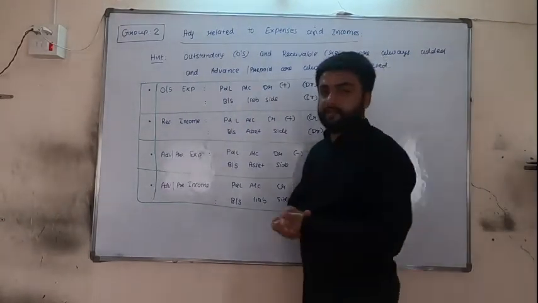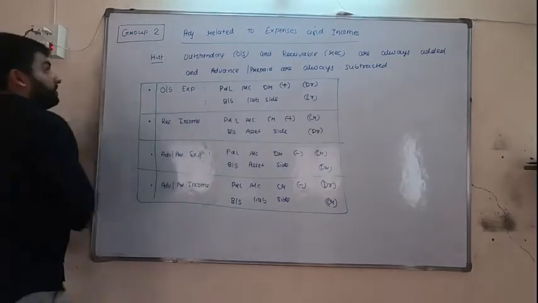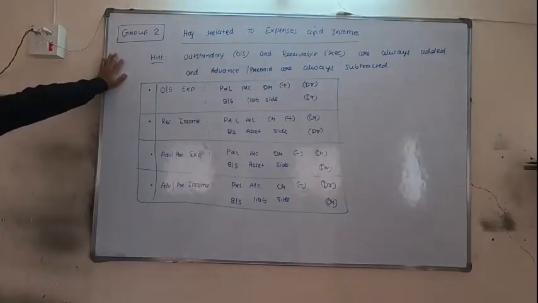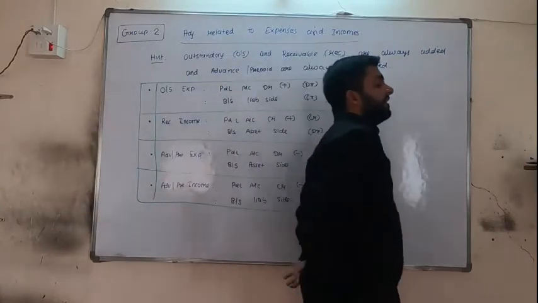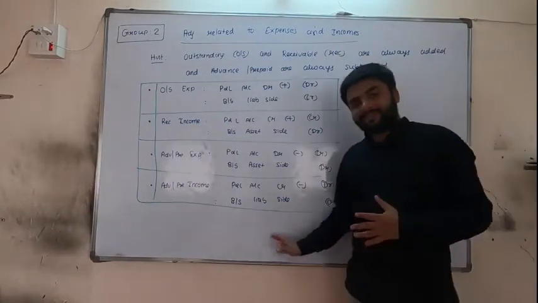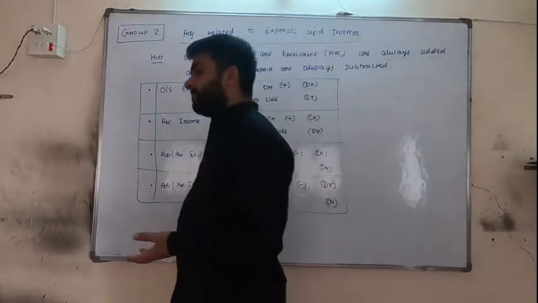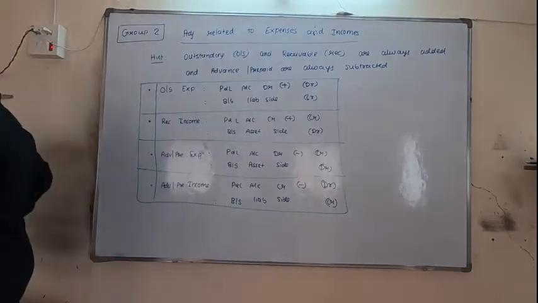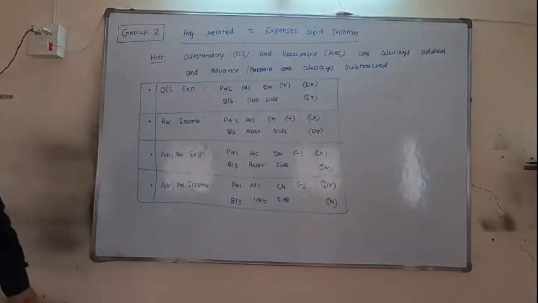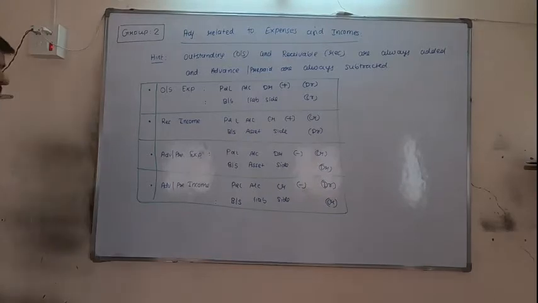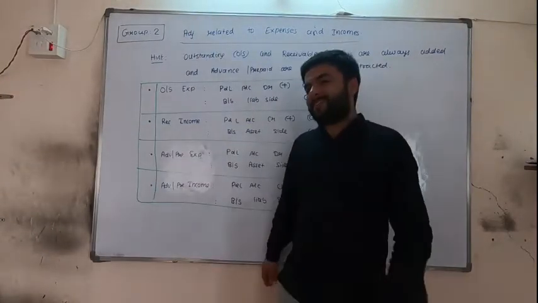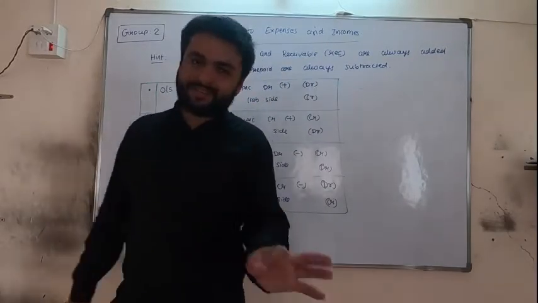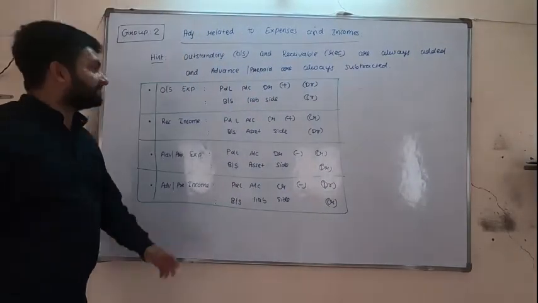So friends, once more, adjustments relating to expenses and income. Most of the adjustments are of this type only, and most of you don't know these things. This is very simple to remember if you think about it, but the problem is that we don't concentrate on these things. The thing is very simple. Please listen again.